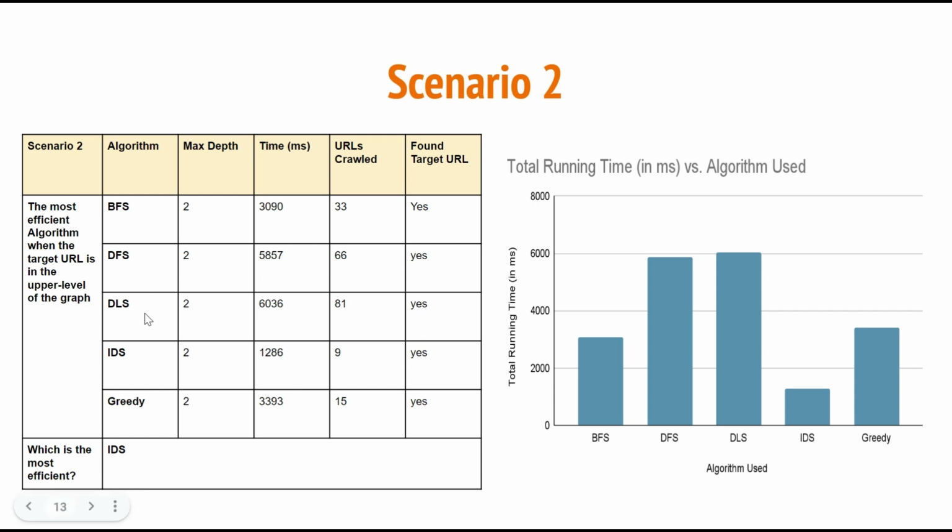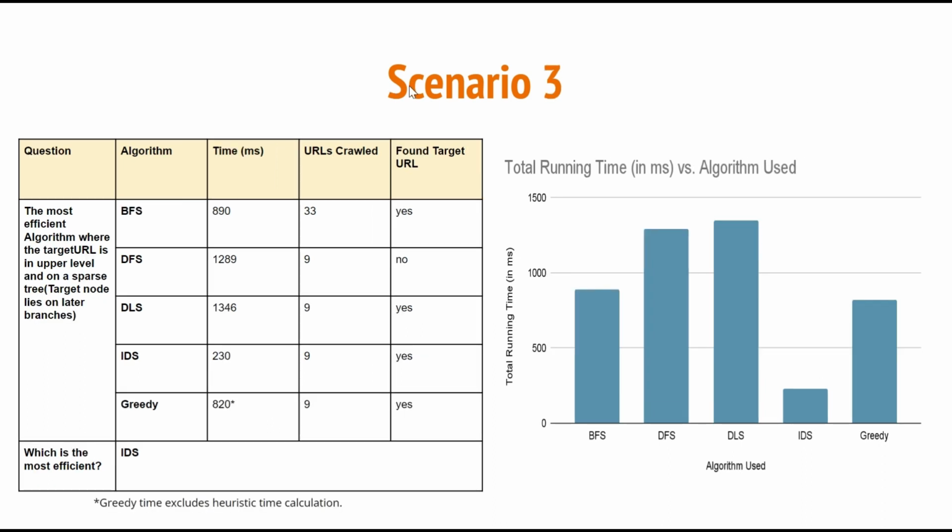Whereas DFS or DLS will go into depth and then backtrack to reach level 1. Because of that, they have to crawl more URLs and take more time. Here we can see that although BFS performs pretty good, and so does Greedy, IDS beats everybody, because IDS is a combination of both BFS and DFS. Since we are iteratively traversing each level, IDS will find the node way faster than others, and it has to crawl fewer URLs. In the graph it can also be clearly seen.